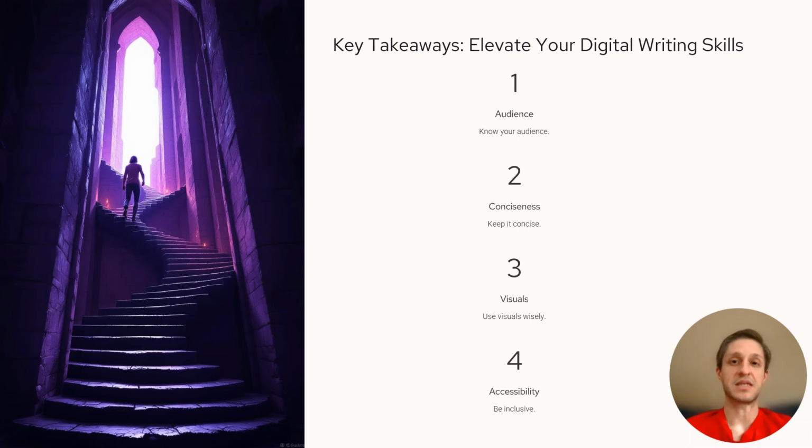Number 1, audience is key. Know who you're writing for and tailor your content accordingly. 2, conciseness is crucial. Get your point across clearly and efficiently without unnecessary fluff. 3, use visuals strategically to enhance your message, not distract from it. And 4, accessibility is important. Ensure your writing is inclusive and easy for all to understand.